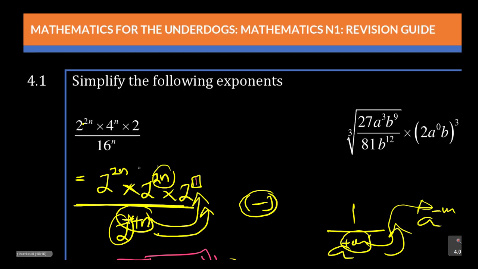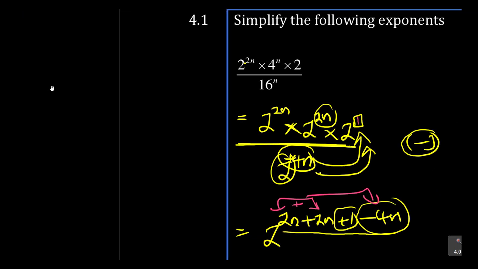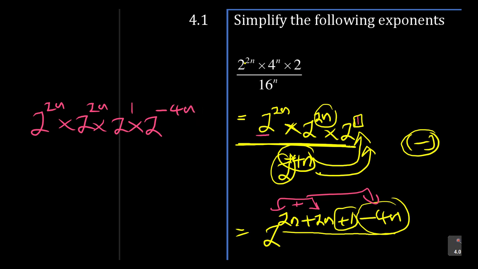Now, if it's confusing, you can do it like this. Let me write it like this. You say, okay, I have 2 to the power of 2n, which is fine. And then times 2 to the power of 2n, times 2 to the power of 1, then times 2 to the power of negative 4n. Now, everything has gone to the top. So I have this 2, I have that 2, and that 1. Then since they are multiplying, add them together: 2n plus 2n plus 1 minus 4n, bringing us back to that one.